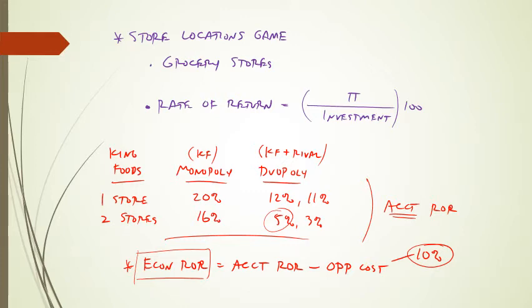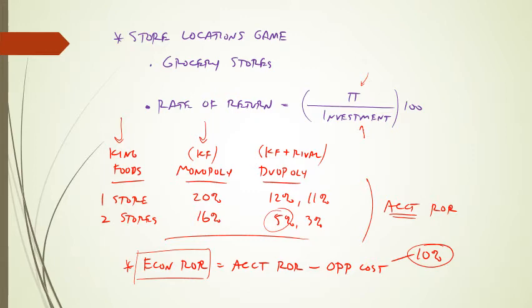Now here's the setup. So we have a larger firm, King Foods, who is thinking of entering with 2 stores or maybe just 1 store, and then a rival who can only enter with 1 store and may or may not enter. So there's a situation that we have here. If the major store, King Foods, is a monopolist, that means they're the only store in town. If they build 1 store, their rate of return is 20%, and with 2 stores, it's 16%. It's a little bit lower because we expect the investment's going to double, but the profit won't double just because there's 2 stores there, right?